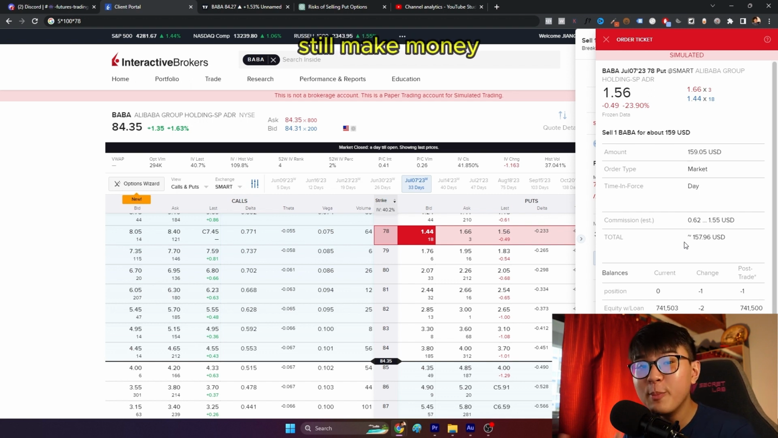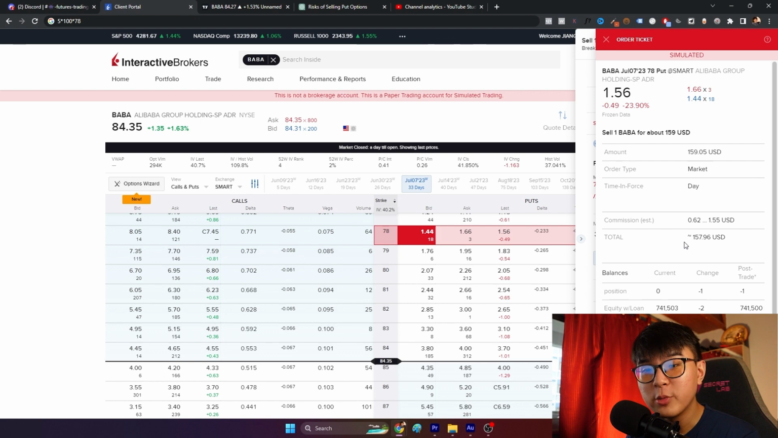99% of the time, if you don't want to spend that 7,800 USD to buy 100 Alibaba shares but yet still make money, this is one way options traders go around selling cash secured put options without actually having the intention to buy them. Most options traders would close it at 50% profit or 70% profit. What do I mean by 50% or 70% profit?